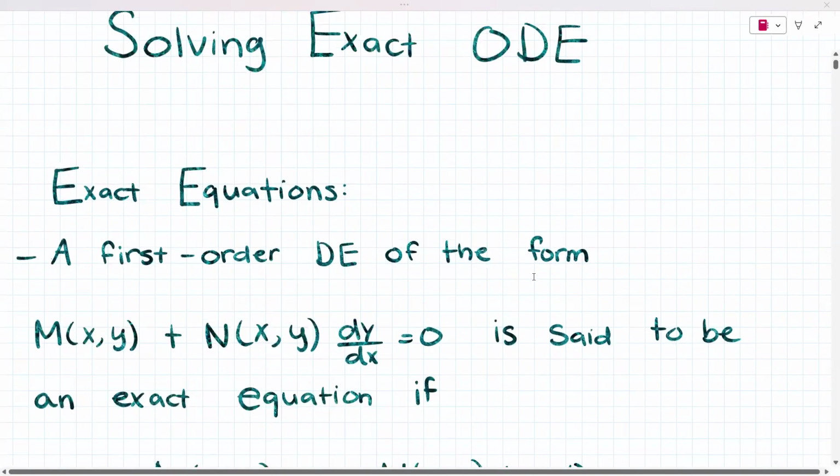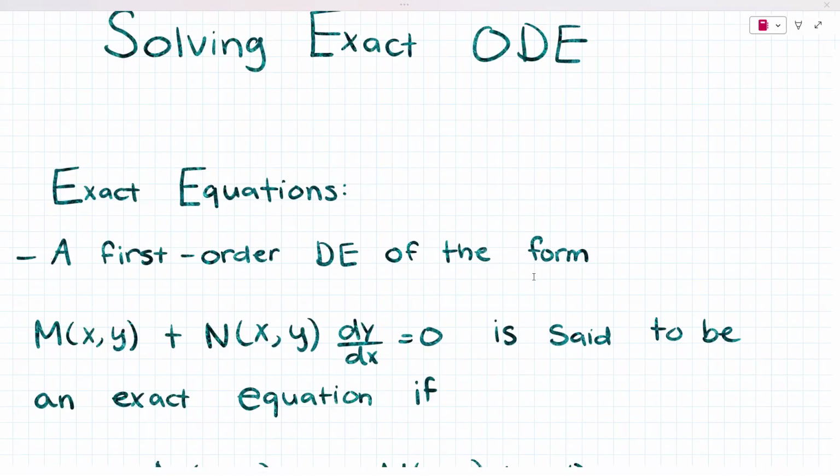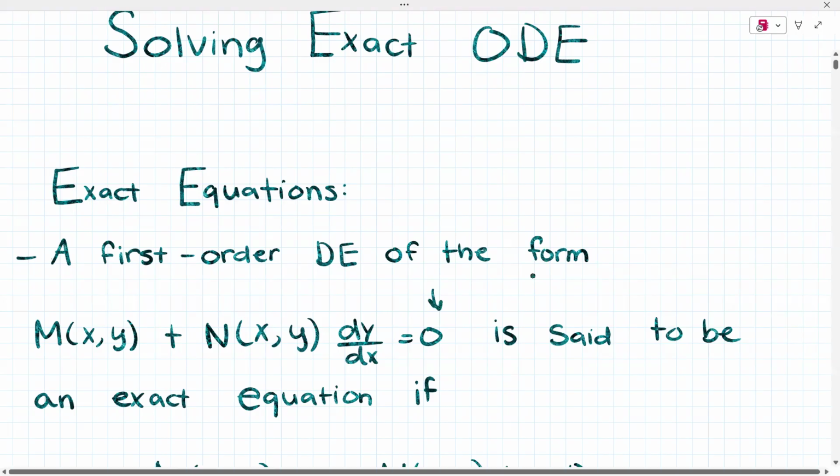A first order differential equation of the form M(x,y) plus N(x,y) dy/dx equals 0. So it's similar to the last section we went over, which was on a linear first order differential equation. The only difference is the right side is now 0. That's pretty much the difference.